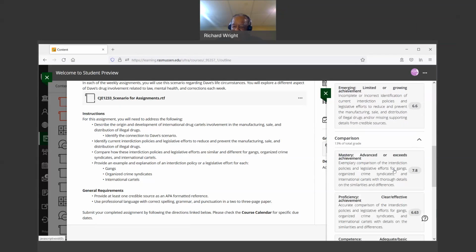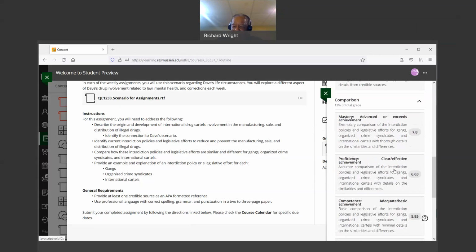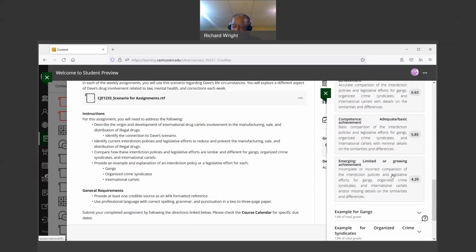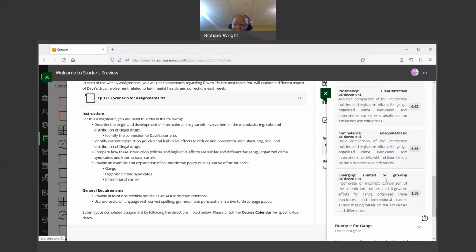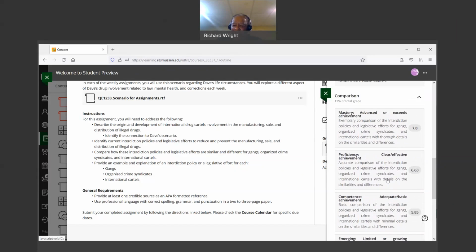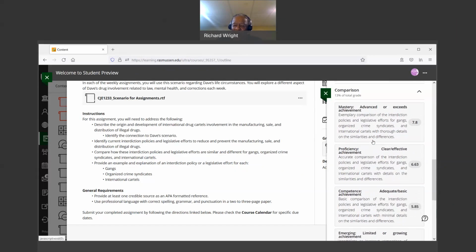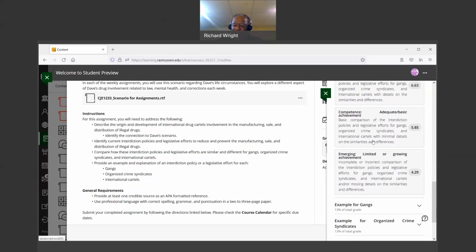With the comparison, notice the same thing. You have to complete the information of interdiction policies and legislative efforts for gangs, organized crime, syndicates, and international cartels. So you have to give me the information. That's what it tells you. Exemplary information with thorough citations to support your statement.